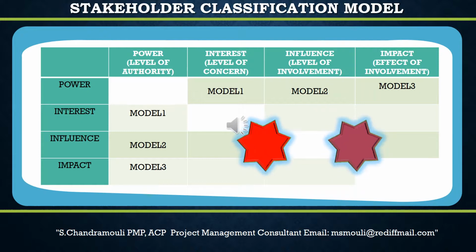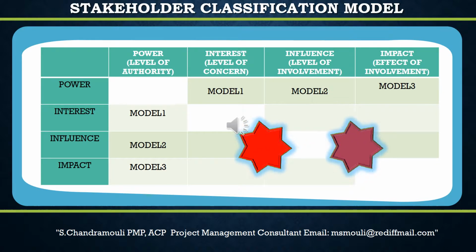Influence is the level of involvement of the stakeholder. Impact is the effect of involvement of the stakeholder. Influence and impact grid. This classification is based on the influence and impact of the stakeholders on the project or its outcome. You can give stakeholders the following attributes: high influence or low influence, high impact or low impact.